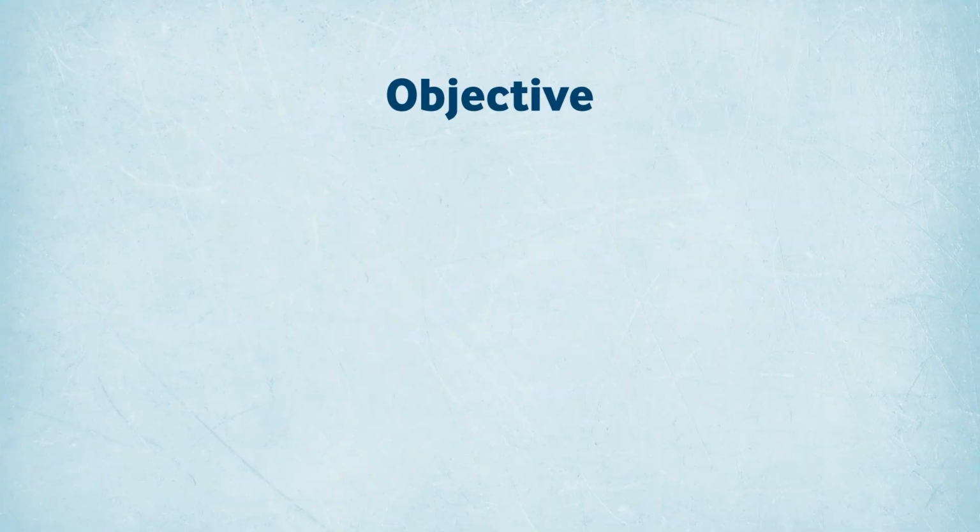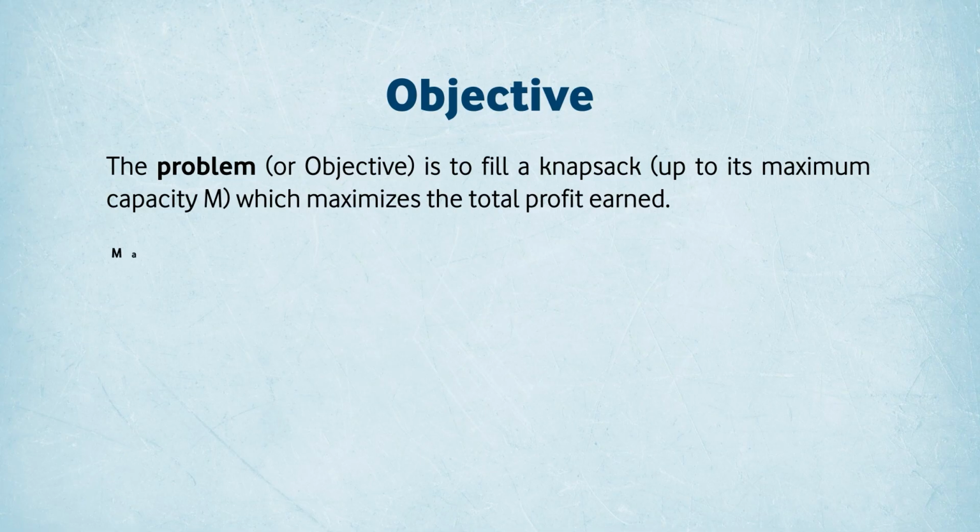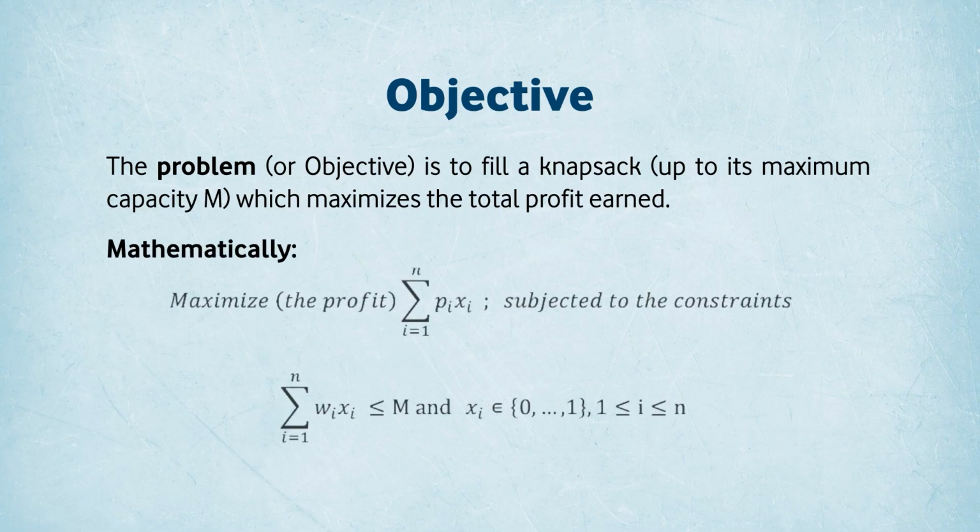Here, if you talk about the objective function of the knapsack problem, the objective is that you have to fill up the knapsack up to its maximum capacity, that is the capacity given in the variable m, which maximizes the total profit earned. So our main task is to maximize the profit.